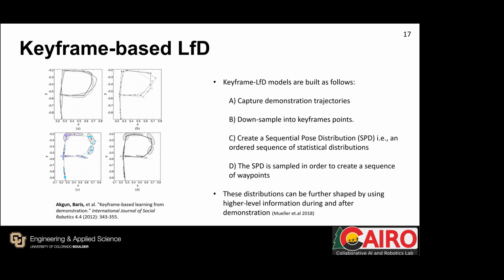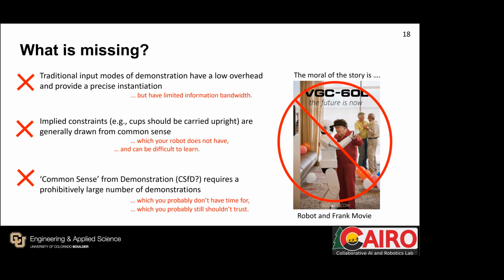So given all these wonderful approaches that cover a diverse array of machine learning and statistical learning approaches, it's worth asking, well, what is missing? As I mentioned previously, one of the most common forms of input data is trajectory demonstrations that capture robot state data. And while these input modes of demonstration have a low overhead and provide a very precise instantiation of the skill you're intending the robot system to learn, they have limited information bandwidth about what they're really communicating to the learning system.